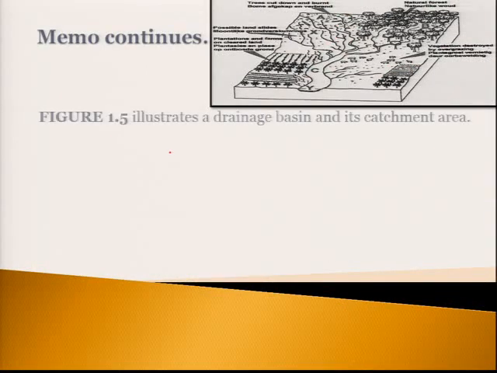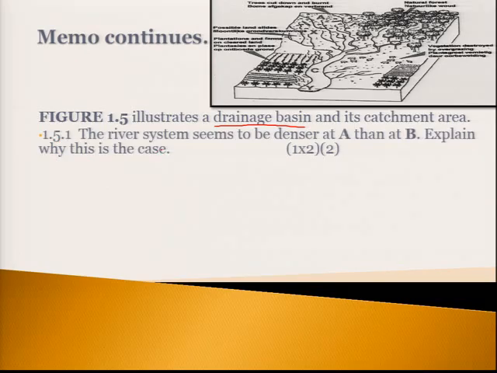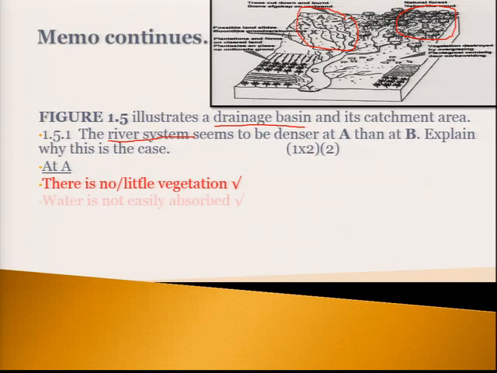Let's continue, colleagues. 1.5, illustrating a drainage basin in a catchment area. Then question 1.5.1, the river system seems to be denser at A, this is where we are talking of A, than where you get it at B. That's where you'll get your B. And explain these differences. Why is it the case? Now we say at A, there's no vegetation.